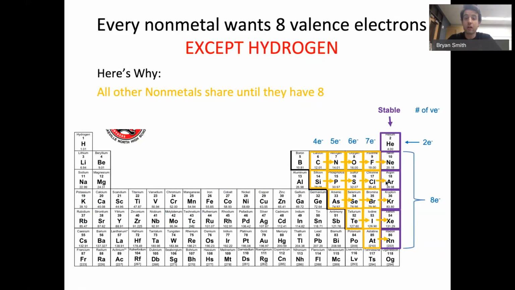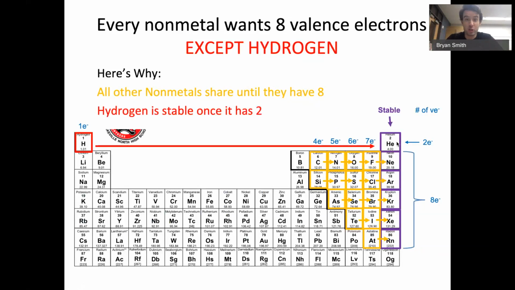That's true for every nonmetal. It's going to share until it gets 8, except for hydrogen, because hydrogen's over here with just 1 electron. And if you look at helium, its stable noble gas equivalent, the one that it wants to get to, helium's only got 2. So in the case of hydrogen, it's stable as soon as it has 2 valence electrons. So hydrogen is just going to want to form 1 bond, and that's it.